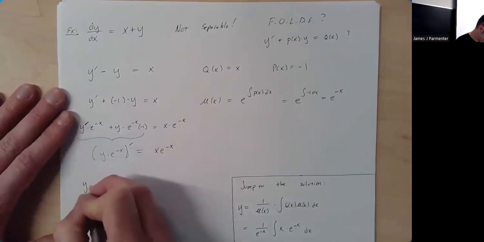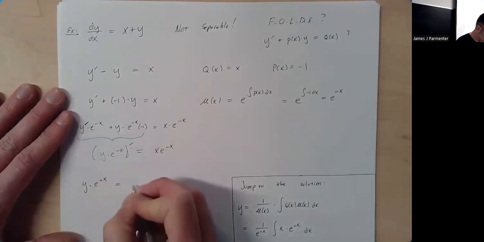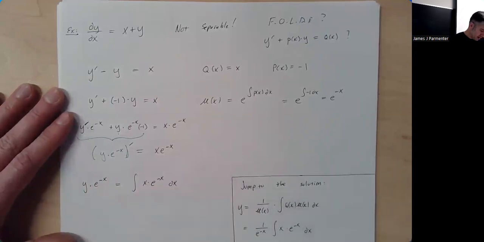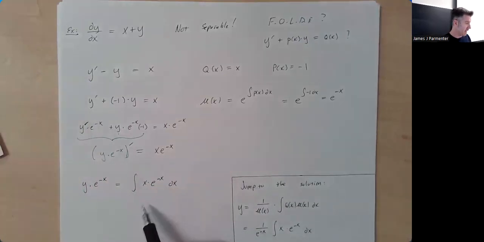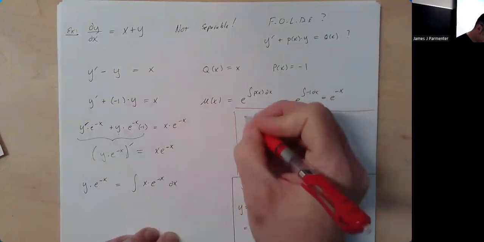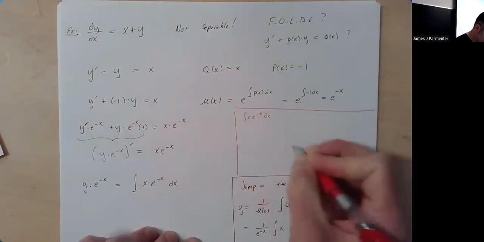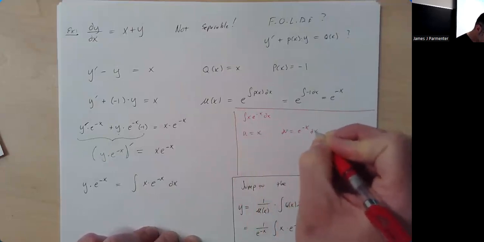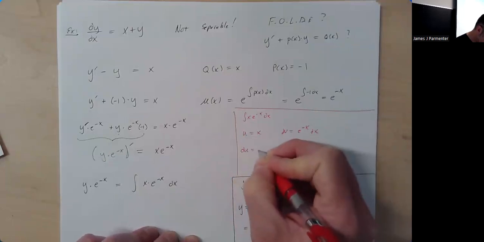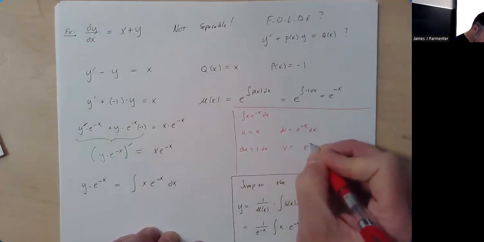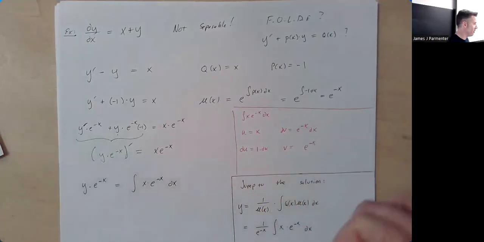So we get y times e to the -x equal to the antiderivative of x times e to the -x. Now, for the integral of x times e to the -x, that's going to be integration by parts. So let's do that over here. For the integral of x e to the -x dx, our u is x, our dv is e to the -x dx, our du is 1 times dx, our v is the antiderivative of e to the -x, which is e to the -x divided by -1, which is still like multiplied by -1.